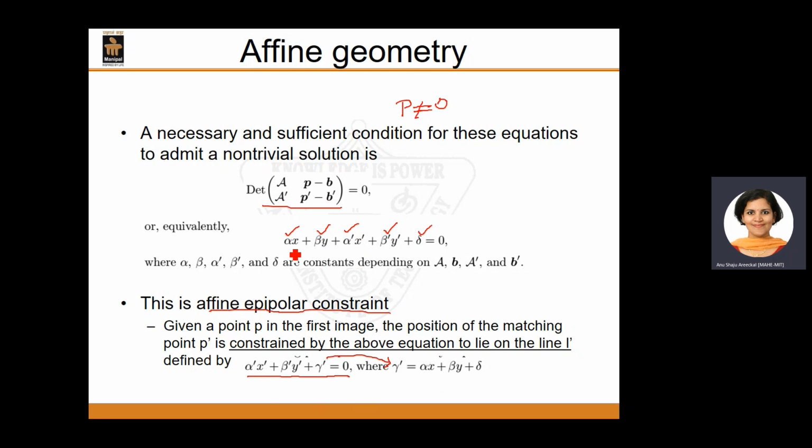So what I'm doing is, these values correspond to the constants which correspond to the image point P, okay, and the constant term, we are trying to group it together to write it as gamma dash, and therefore I can write it in this way, okay. So this is what you call the affine epipolar constraint.